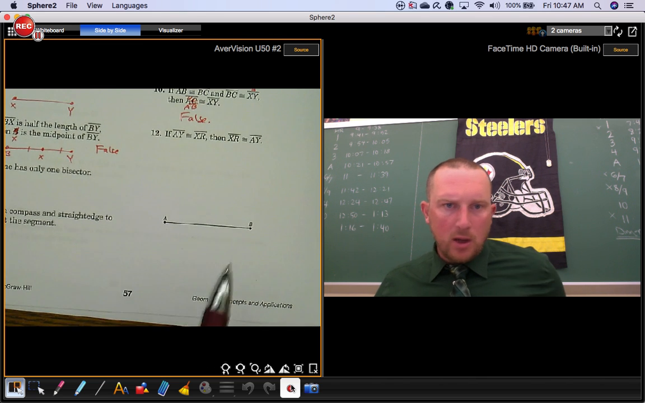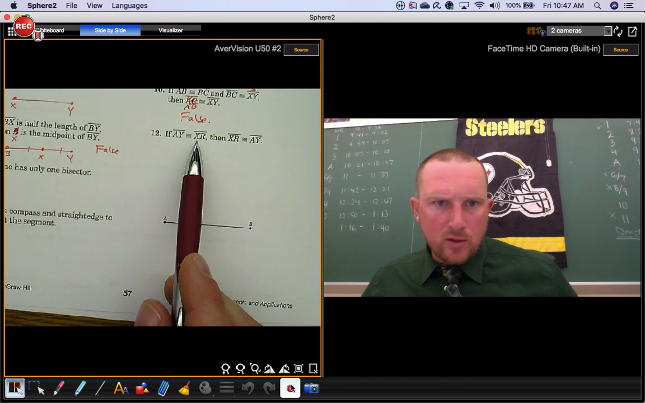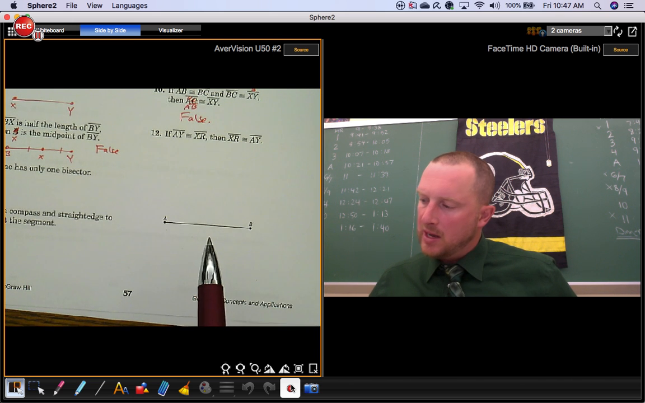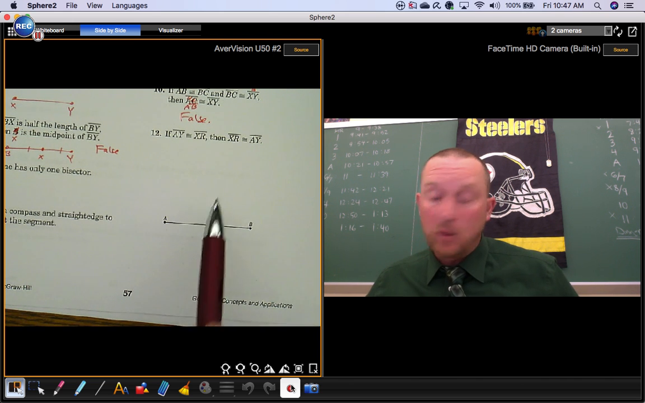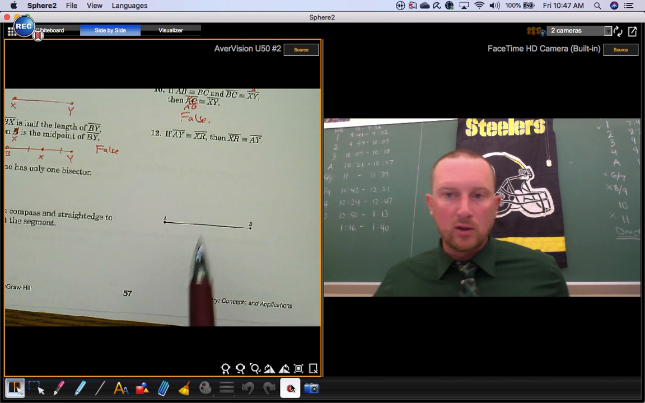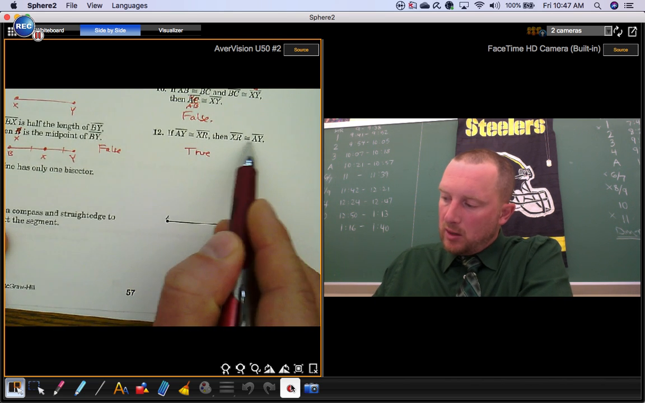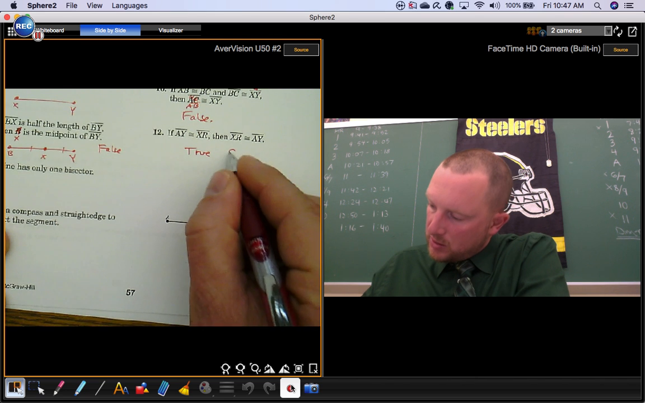Number 12. If segment AY is congruent to segment XR, then segment XR is congruent to segment AY, excuse me. I read it totally wrong. But this is true. If they're congruent this way, they're congruent if you reverse them. That's your symmetric property.